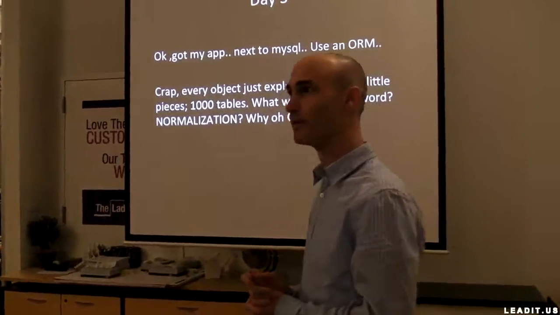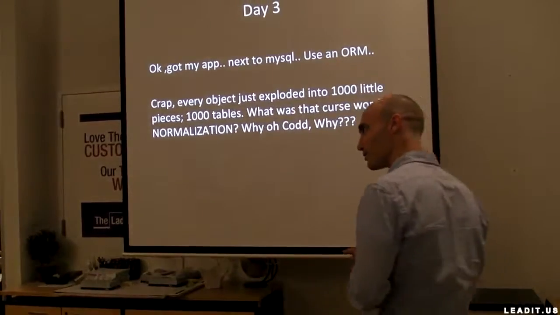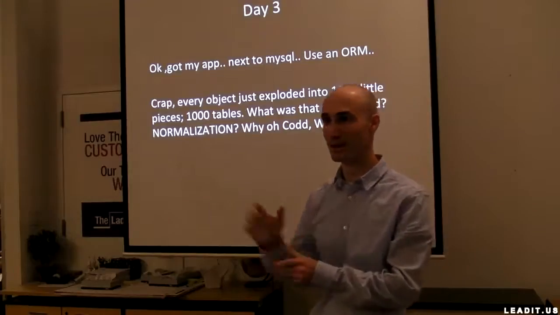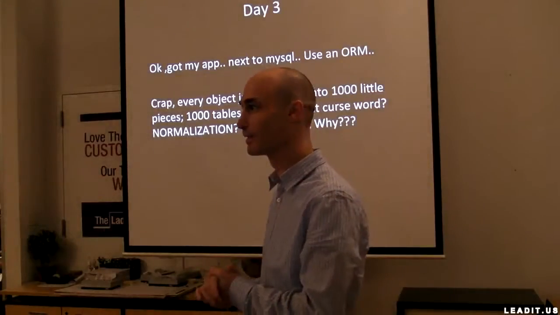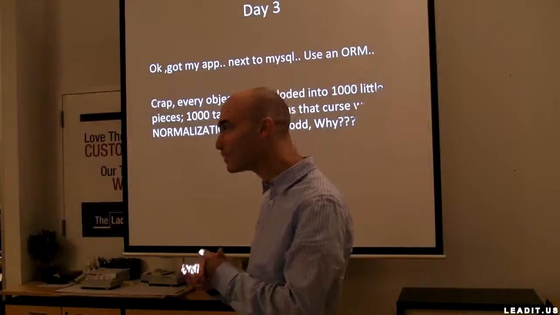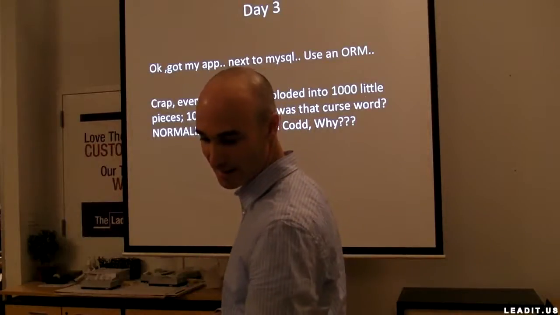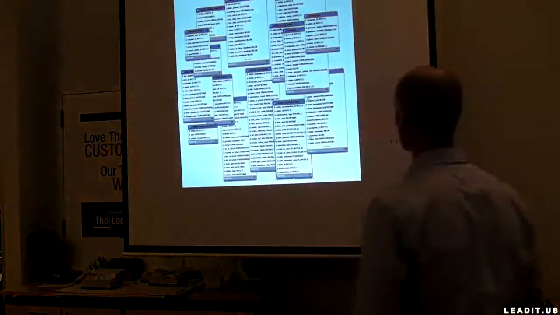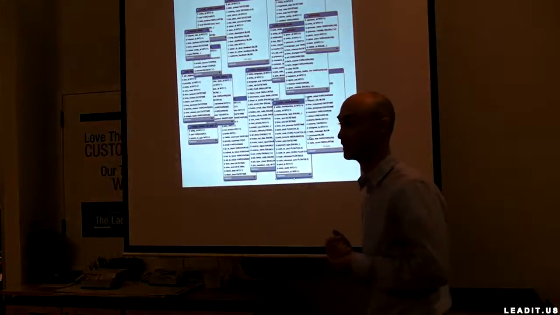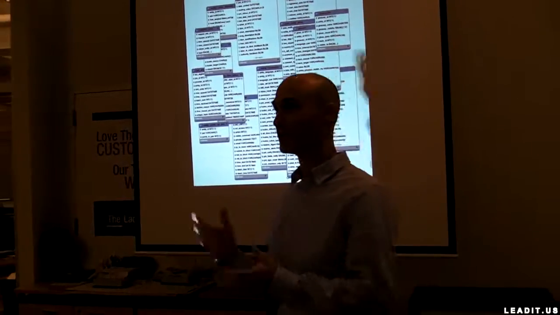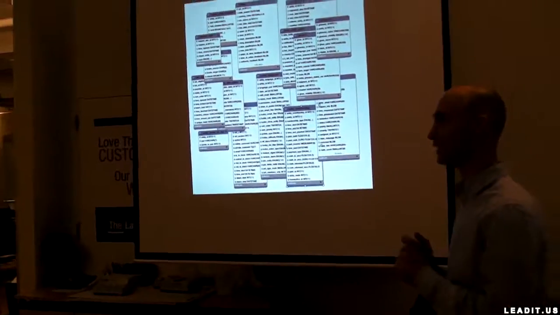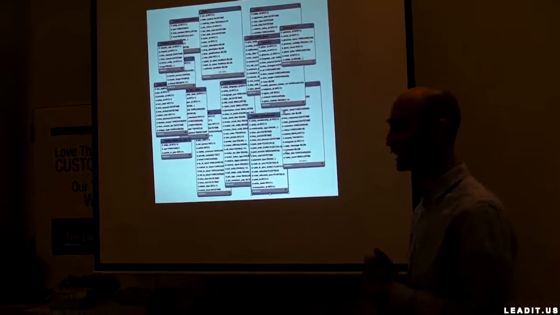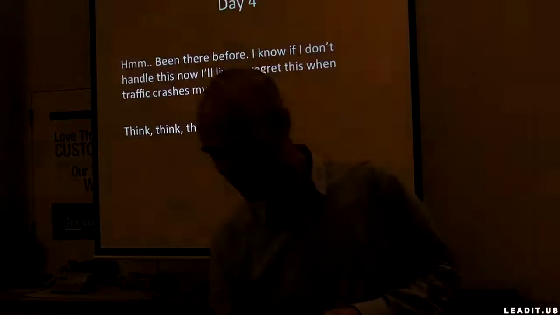You start wondering, why oh why? So what's that curse word, normalization? Why did it have to be this way? And I don't know if anybody has experienced this in the past. Hands? Yeah? I see a few nods and a few yeses and a few hands. And that's exactly what we end up with. And obviously this is tiny, but you literally open your ERD diagram and you look at it and you go, okay, so I have 230 tables. What does that mean? And how do I get out of this?